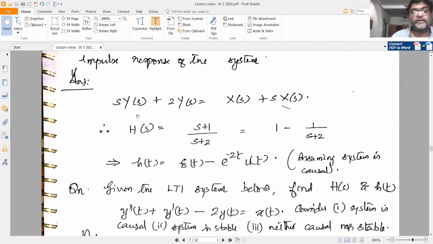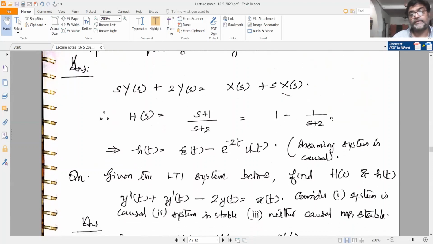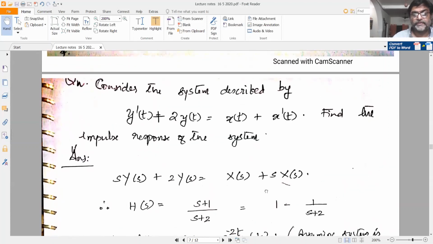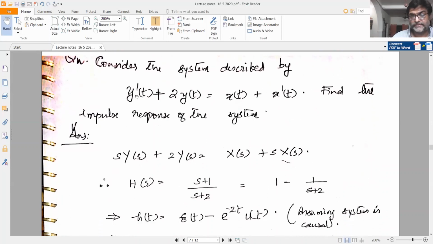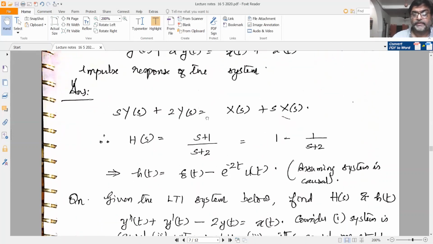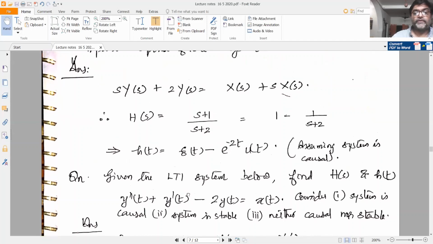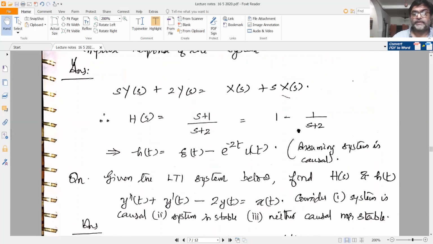So therefore, you can write down h of s is equal to s plus 1 by s plus 2, which is an improper rational function. And you can perform long division and then write this as 1 minus 1 by s plus 2. If you assume that this is a causal system, because this has to be a causal system because the independent variable is time, right? So h of t can be written as delta of t minus e raised to minus 2t into u of t. Okay.